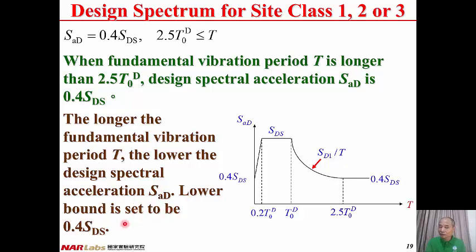The lower bound is said to be 0.4 SDS. Therefore, when T is larger than or equal to 2.5 T0D, SAD is a constant equal to 0.4 SDS. When the fundamental vibration period is longer than 2.5 T0D, design spectral acceleration SAD is constant, and it is assigned to be 0.4 SDS.